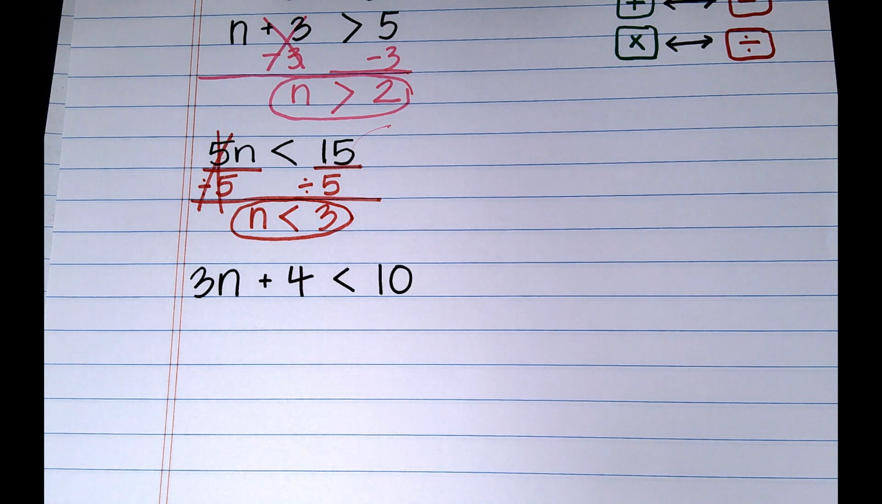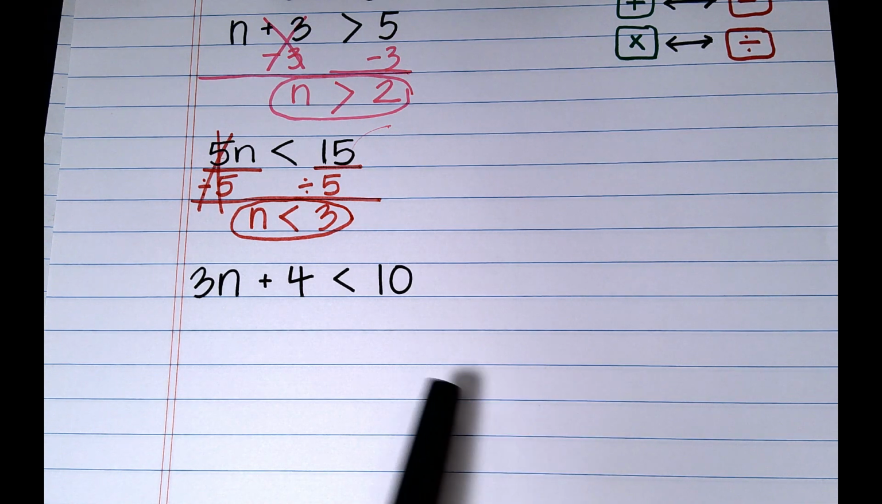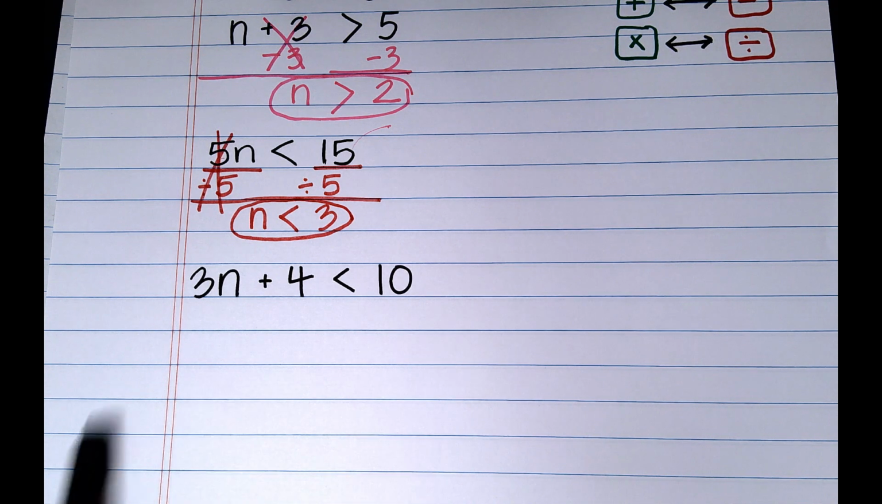See if you can do that one on your own. This is a two-step inequality, so don't forget the order that we're getting rid of numbers in, just like equations. I'm going to pause this and let you guys try this for a minute.